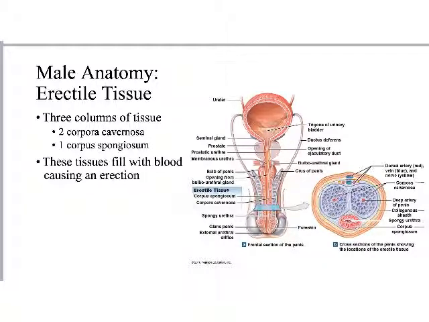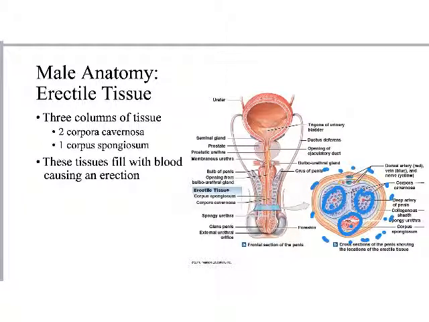And there's three columns of tissue. I personally like this view to understand the columns. So this is a cross section through the penis. You can see that there are one, two, three columns of tissue. So there are two corpora cavernosa, that would be the purple tissue that you're seeing, and then there's one corpus spongiosum, which surrounds the urethra, which you can see.